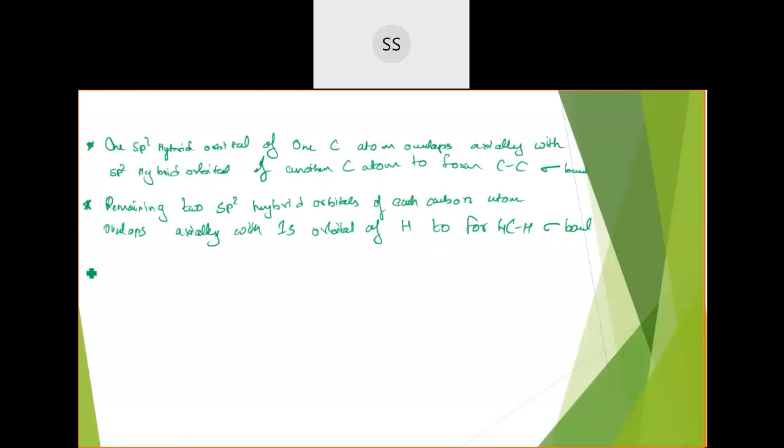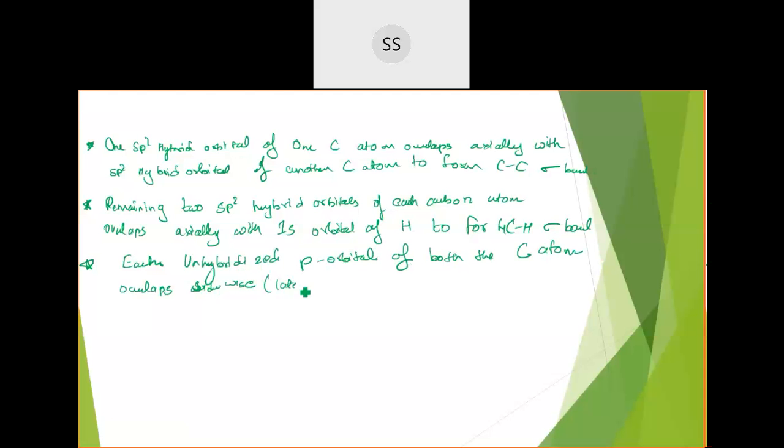At the end, you will talk about the pi bond. Each unhybridized p orbital of both the carbon atoms overlaps sidewise, that is lateral. You can also write lateral, to form a pi bond between the two carbon atoms. After that, you can draw this diagram.